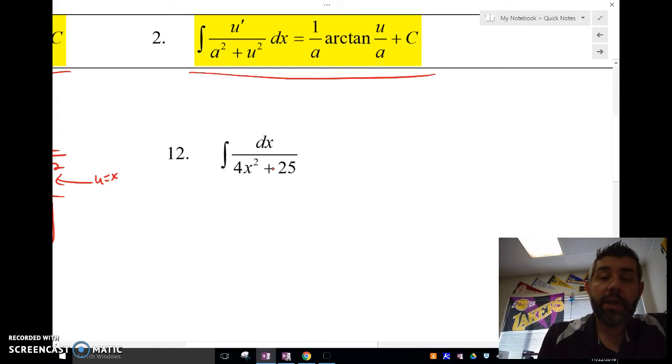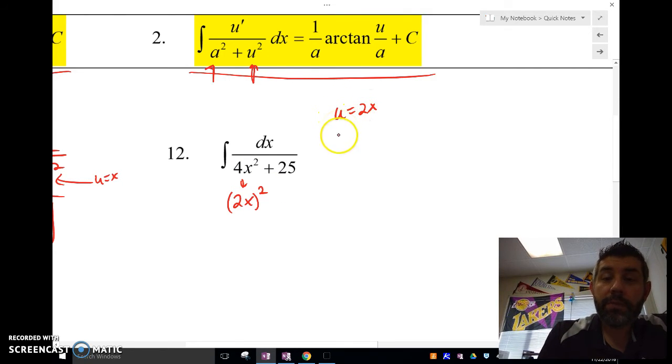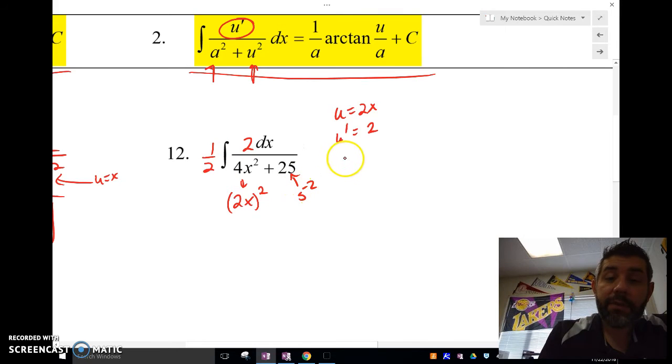So what we need to do here is first figure out what u is going to be, because remember, we have u's and a's here. So whatever is squared, we want to put that together. And notice here that we're going to have 2x squared. So in this case, u is 2x. So u prime is going to be 2. Remember that u prime goes on top. So we need a 2 up here. If we need a 2 up there, we need a 1/2 out here. What is a? A is 5, because this is 5 squared.